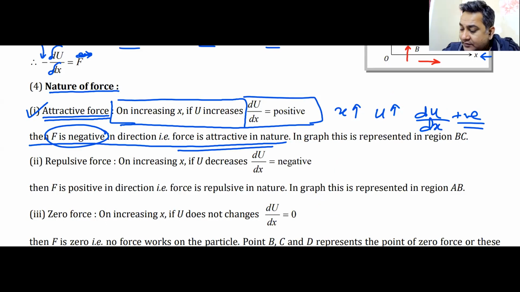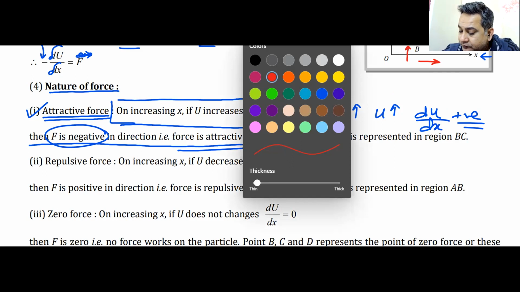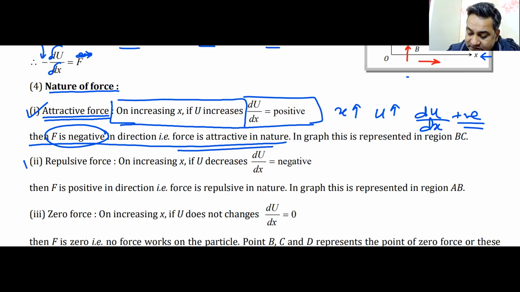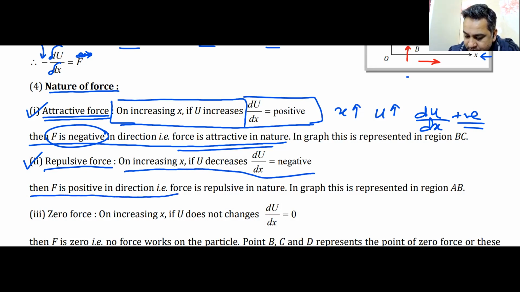And then again, I'm going to mark something here and see if you understand this. Repulsive force. When will the force be repulsive? I'll just underline it again. Now I will ask you to read it and tell me if it makes sense. If you have understood attractive force, repulsive force is self-explanatory. Still, I'll give you a minute.